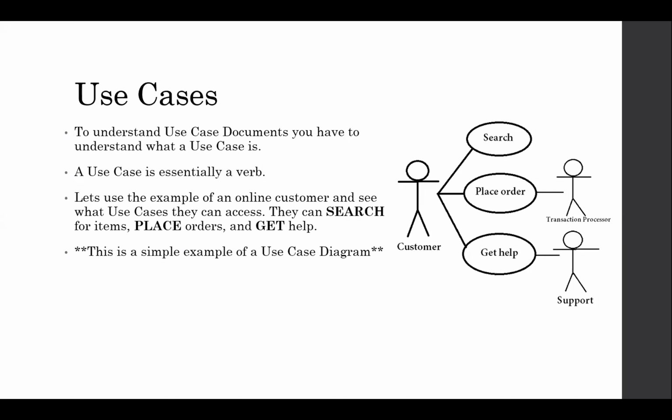A use case is essentially a verb. It's essentially what can someone do? In terms of an online order, they can search, they can place, they can get. And you want to put them in order of how they will be used. First they would search, then they'd place an order, then they would get help if they needed it. That's an example of a really simple use case diagram.